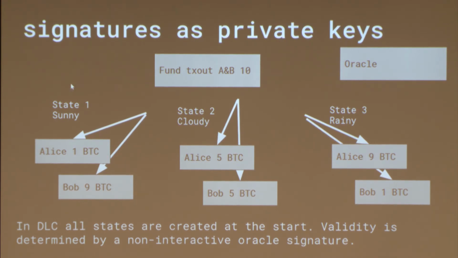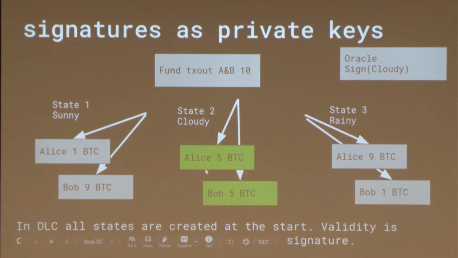So if we're betting on the weather, okay, here's sunny, here's cloudy, here's rainy, we don't know which is going to happen yet. The oracle will tell us. And what happens is the oracle signs the message cloudy, and that private key then allows this transaction to be consumed by Alice and Bob.